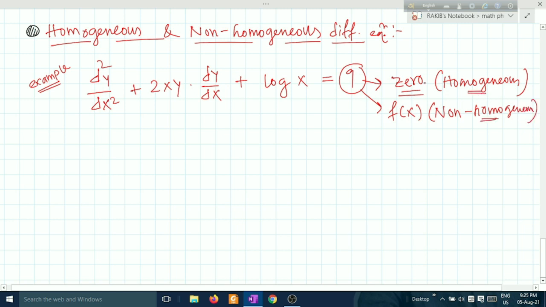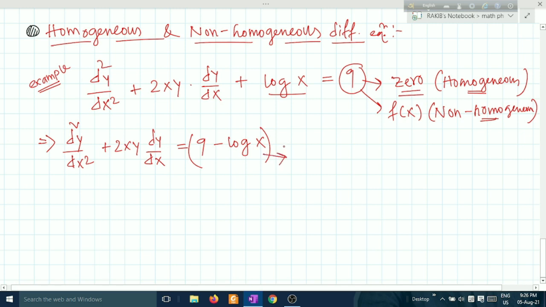In this example you can check that d2y by dx2 plus 2xy dy by dx plus, put this log x on either side, log x. Here you can see easily that this is a function of x. What is the function of x here? Because log x contains the variable x. This means we can easily conclude that this is a non-homogeneous differential equation.